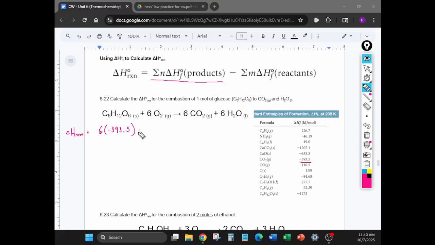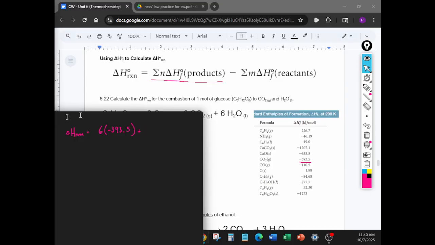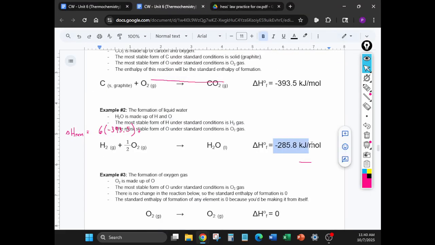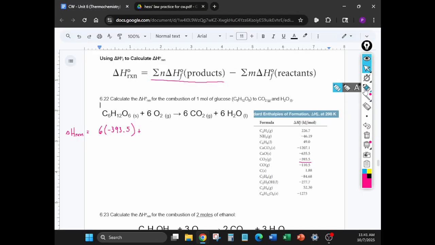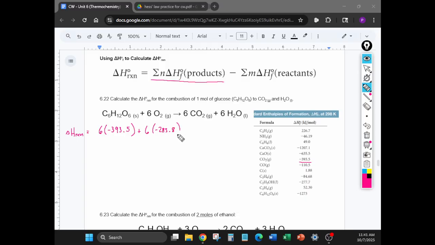Okay. Plus 6 moles of liquid water. So we're going to look for liquid water, which is not here, but it should be above if you look up at the example 2 right here. Liquid water is negative 285.8. So plus 6 moles of water, which is negative 285.8. And so this right here is going to be your products. And I'll color code it just so it's a little bit easier to see.